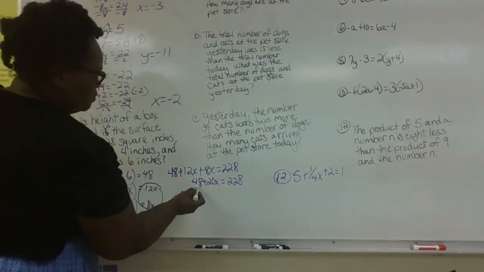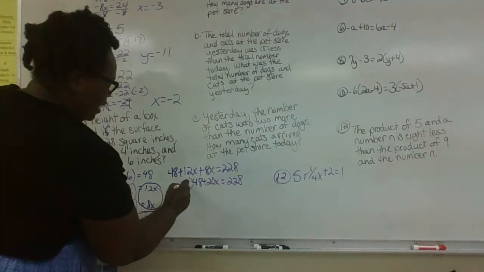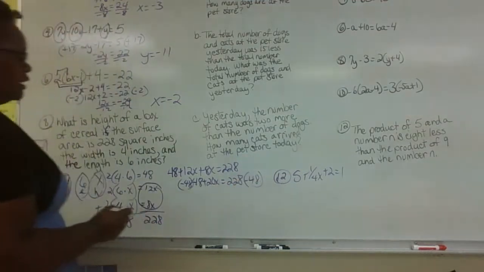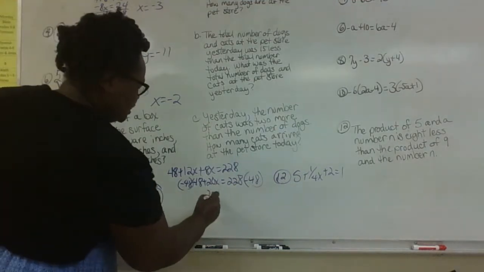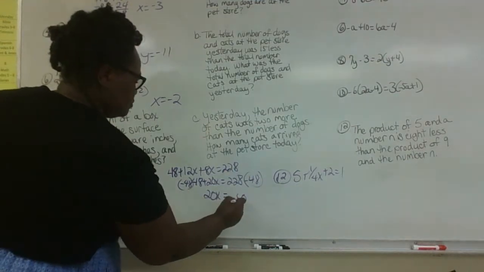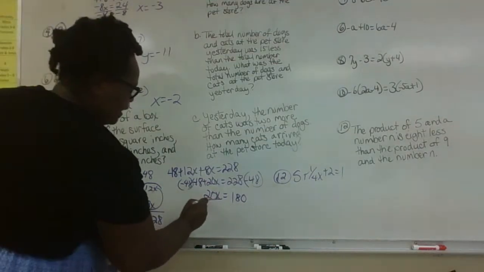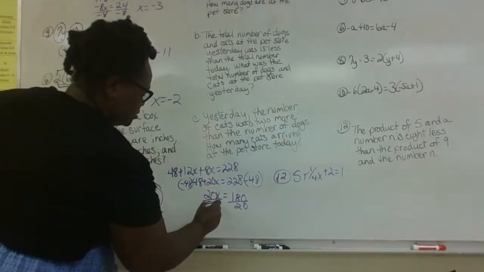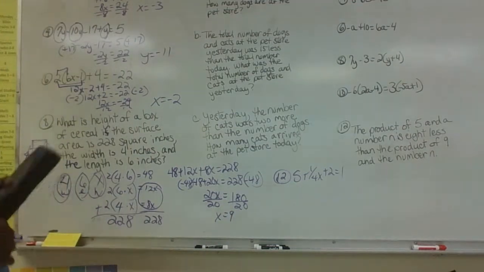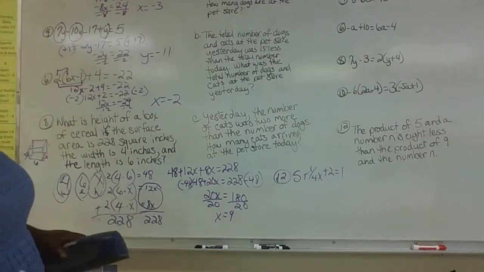Then we're going to move our 48 over by subtracting 48. And so therefore we will have 20x is equal to 180. Now we're going to divide both sides by 20, and x is equal to 9. Okay, so the height of the cereal box is 9. All right, now let's move forward.